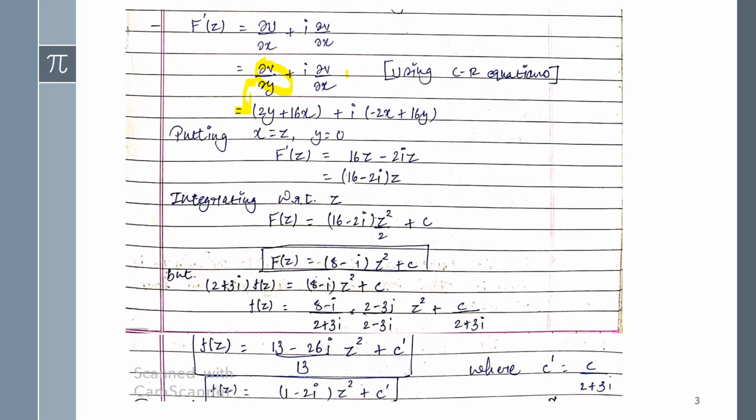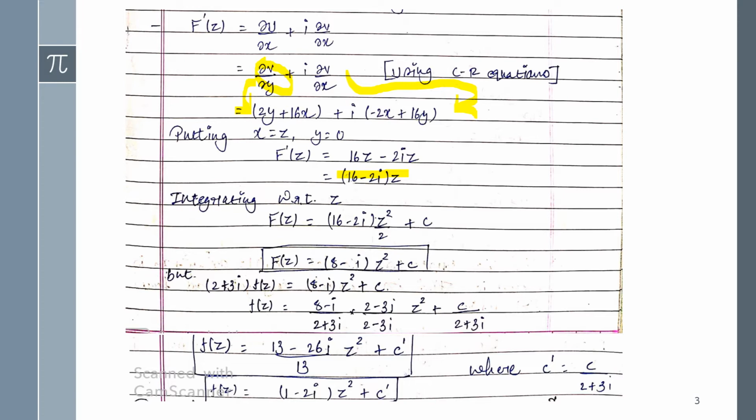and then after putting these both the values, separate real and imaginary part, and then after putting the values of x and y, that is, z and 0 in place of x and y, you will get this one term, 16 minus 2y into the z. And then after, in the last, the fourth step, you have to integrate the terms, right?